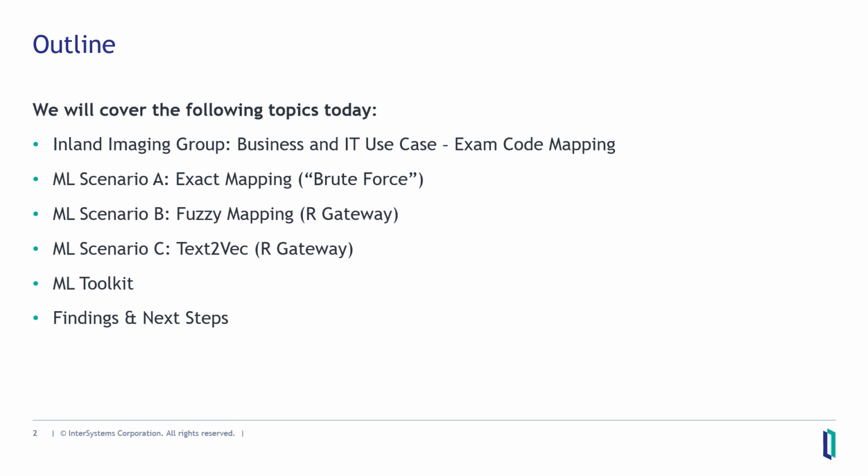So just an outline of what we're going to go over. For the Inland Imaging group, I'm going to go through what we are and the use case that we came up with that we wanted to try with machine learning. This is a proof of concept that we came up with for exam code mapping. And then we'll go over the different approaches that we used. We used brute force, and we'll go over fuzzy mapping with our gateway, and then text-to-vec with our gateway. And then we'll talk generally about the ML Toolkit, our findings, and our next steps.